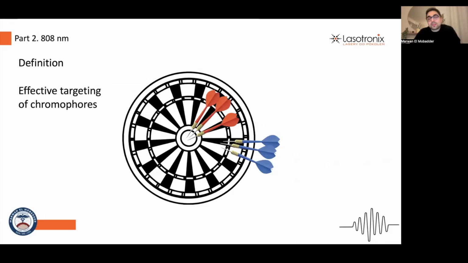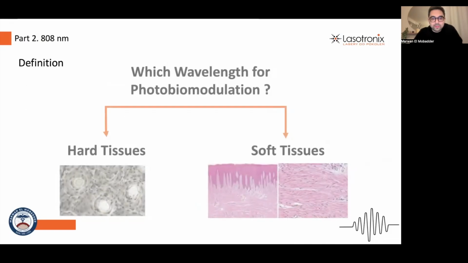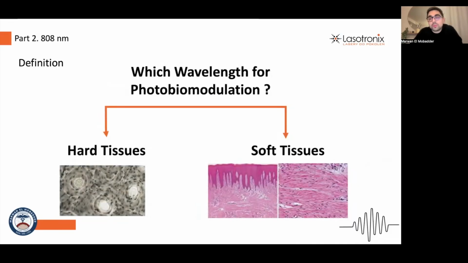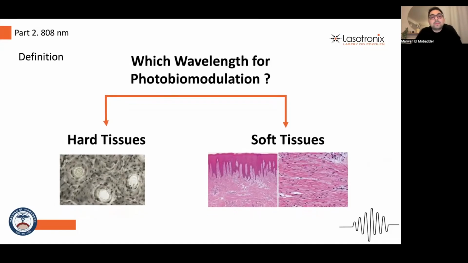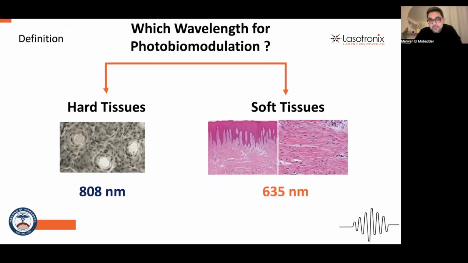You want an effective targeting of the chromophores, and this is how you have to choose the wavelength. So, which wavelength for photobiomodulation? If the aim, and this is what you need to memorize, if the aim is to stimulate soft tissues, epithelium, connective tissue, superficial tissue, you use the 635 nanometer. If the aim is to stimulate hard tissues, the best wavelength is the 808 nanometer.